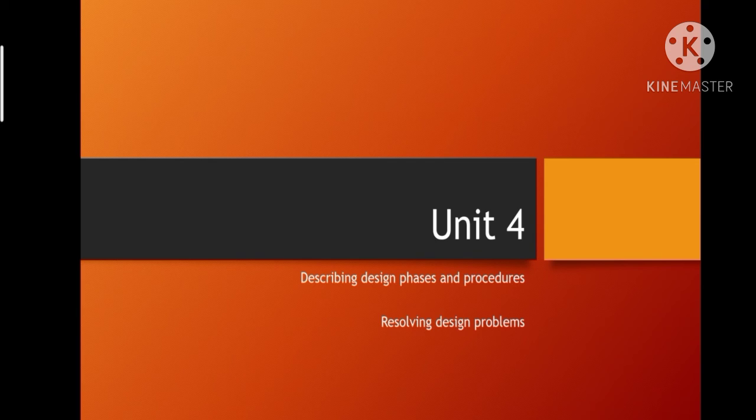Okay, we have 2 skills in Unit 4. Let's begin. The first skill is describing design phases and procedures. And the second skill is resolving design problems. Describing design phases and procedures.